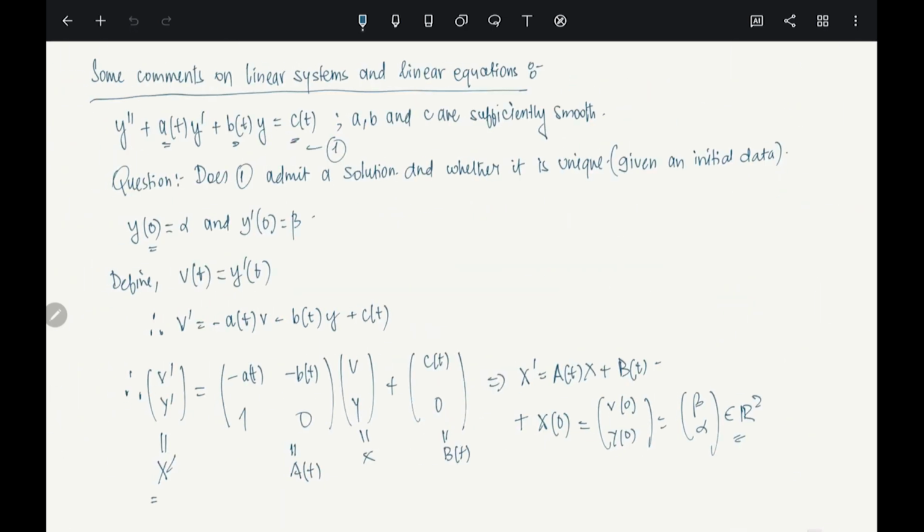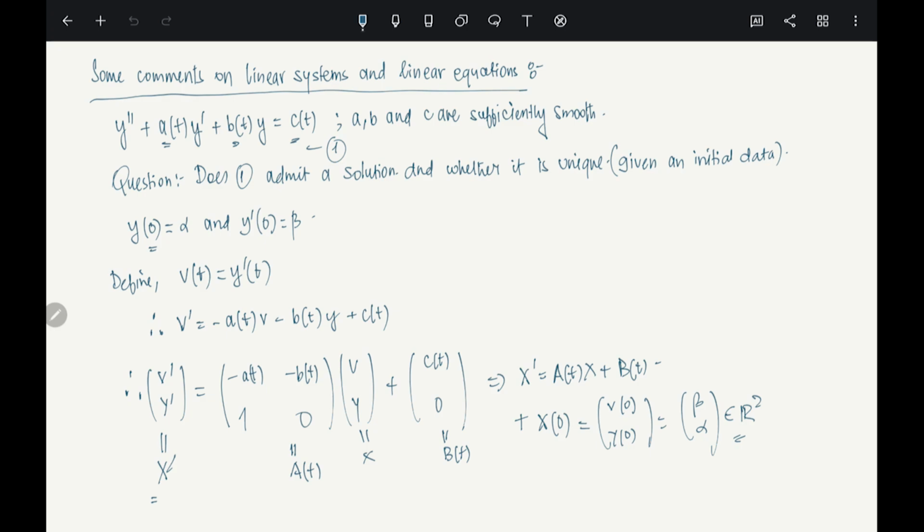So basically, if A, B and C are continuous in some interval I, and of course there is the initial data, you can say that you have a unique solution in the whole interval I. Clear? So this you have to do yourself. Please check that part.